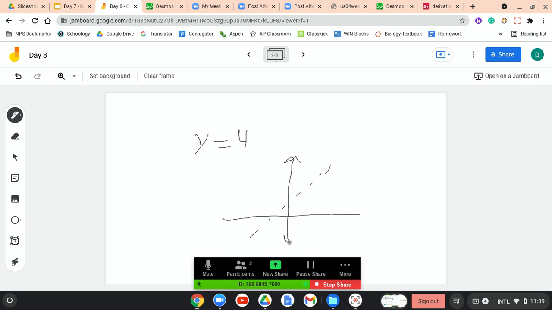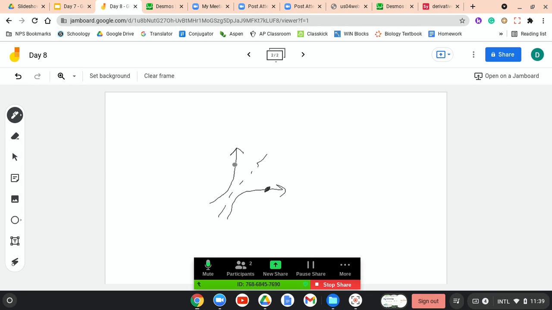Exactly. So taking this idea into any function, if the derivative of some function is 0 at a point, what is the derivative of its inverse going to be at that point? Also 0? You're very close. Or is it undefined? Yes, because it's just a vertical line.